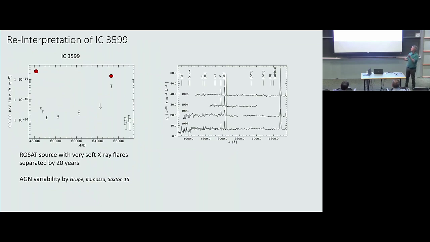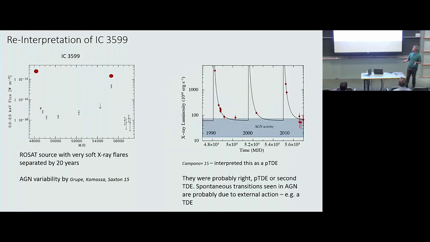Okay, so just to look at other examples of historical TDEs, there's this IC3599, which is a massive soft X-ray flare from Rosetta, which did it again in 2010. And because it was an AGN, we read this paper about the fact that this was AGN state transition variability, nothing to do with TDEs. A competing group, Campana et al., said at the time, this is a partial TDE, and we laughed at them.